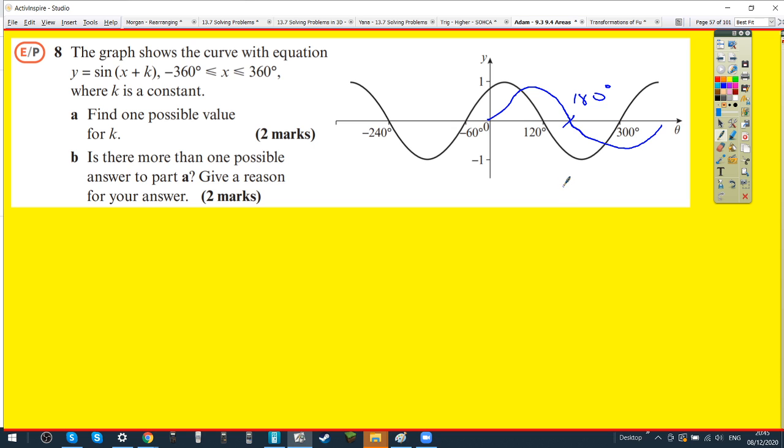Okay. And so what k would change it from 180 to 120? Oh. Okay. It'll be plus 60. Yeah, k equals 60. B?